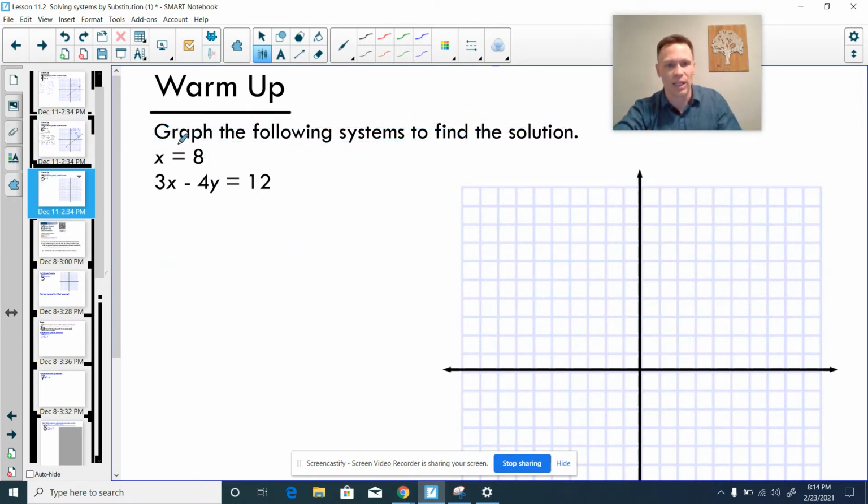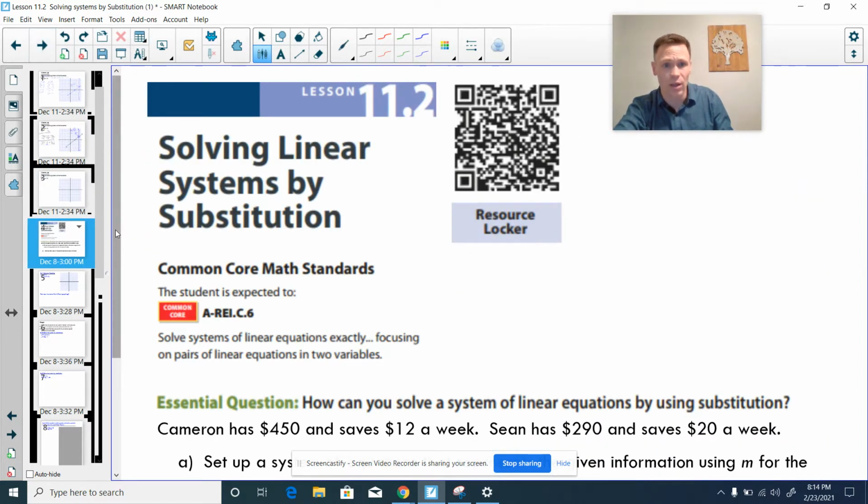We're going to be taking one equation and substituting it into the other one to solve for a variable. Then once we get that answer, we'll substitute that answer into the other equation to find the remaining variable. So substitution is the method we're learning today. All right. So again, like I've been saying all along, 11.2, substitution is the lesson here.